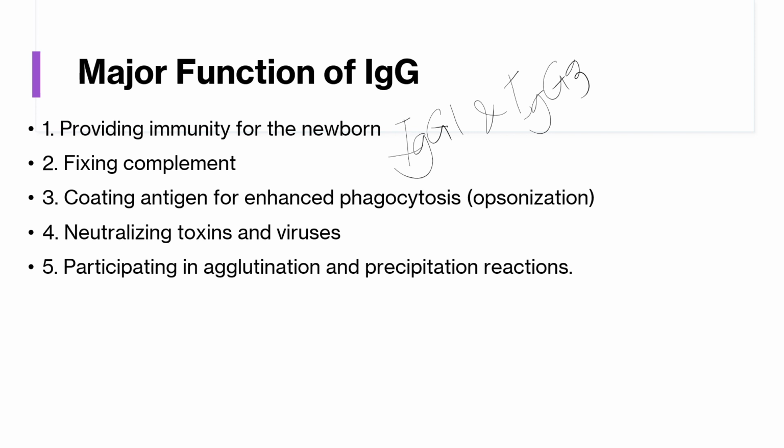Agglutination, on the other hand, is the clumping together of larger particles such as red blood cells, and being a larger molecule, IgM is much more efficient at this than the IgG. So these are the functions of the IgG.